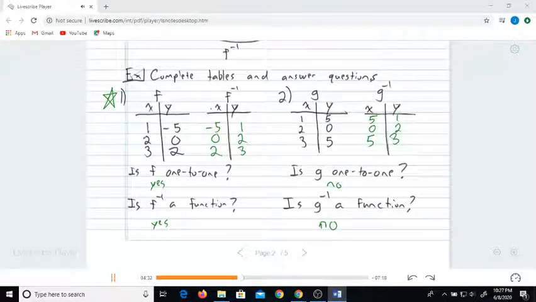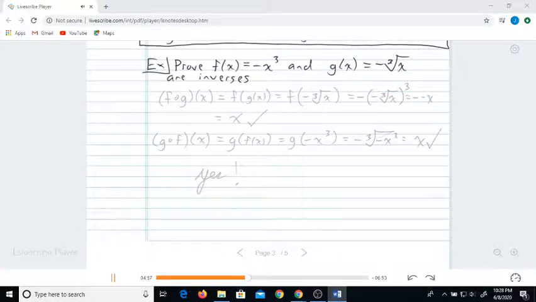If it's not one-to-one, then you have repeating y values. And when you invert, those repeating y values become repeating x values, and thus you will no longer have a function. So it's very important that the function is one-to-one in order to have an inverse function. It'll have an inverse relation, but in order to have an inverse function, it must be one-to-one. So let's do some more examples here.